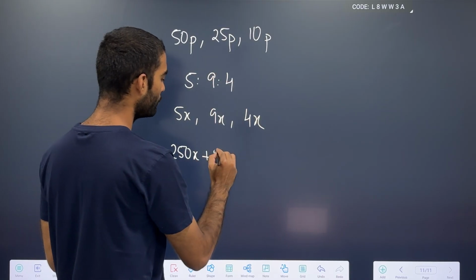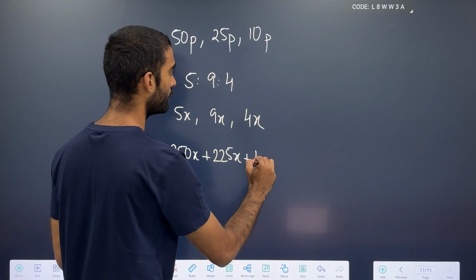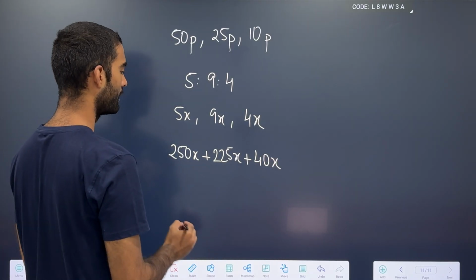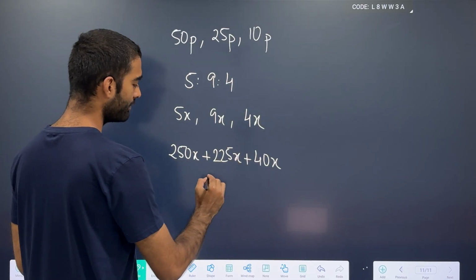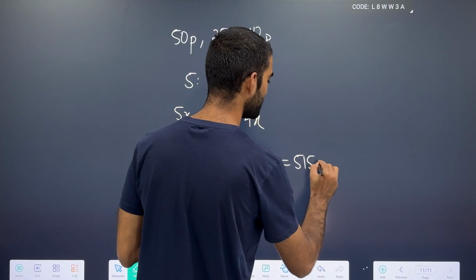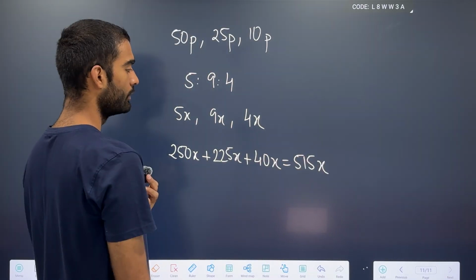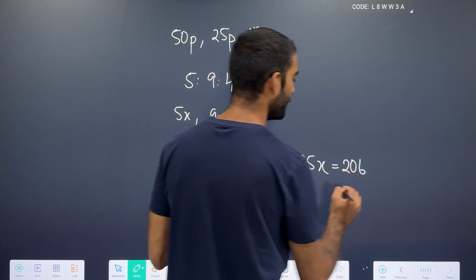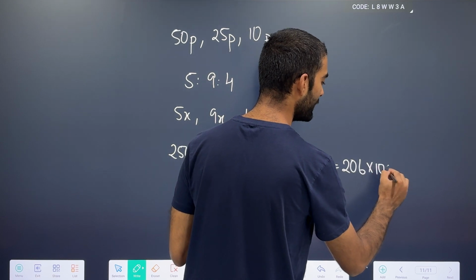9 into 25 is 225. It's 225x plus this is 40x. If you add all of these up, it will come out to 475 plus 40, which is going to be 515. So this is 515x. And this is in terms of paise. Now the value of this is given to be 206. But notice that 206 is rupees. So we have to multiply it with 100.